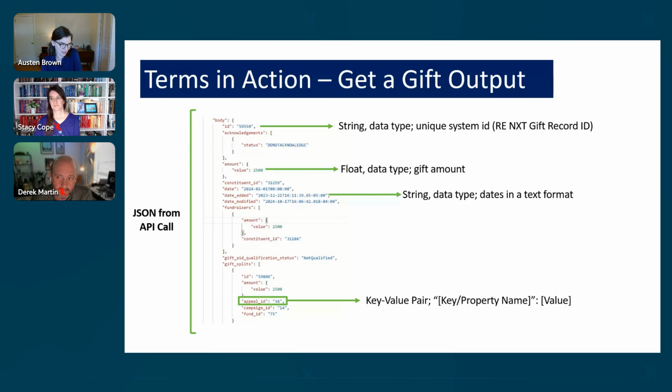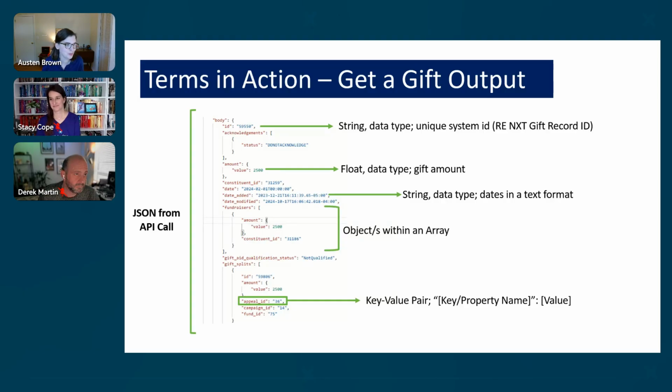And another important thing to recognize is this is a good example of a key value pair. So appeal ID is the key or property name, and the value is here as 36. And so this is the system ID of the appeal associated with the gift. This comes in handy later on when you get more in depth into the complications of Power Automate and specific things that work or don't work, and expressions that you need to use to force things through. So I definitely did not know what a key value pair was until about a year ago, and I wish I had known that from the get-go.